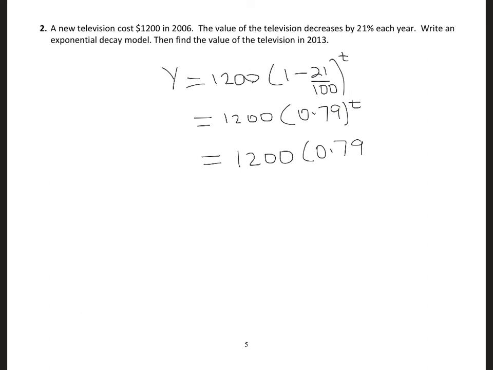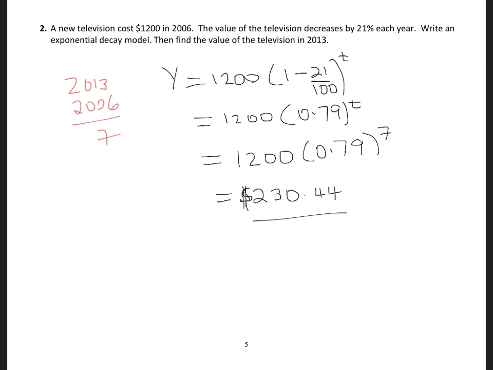So I need to figure out how many years. I do 2013 minus 2006, so that's 7 years. So this is going to be raised to power 7, and I put that in the calculator. That's going to give me 230. Okay, so this will be the value of the TV in 7 years: 230 dollars and 44 cents.